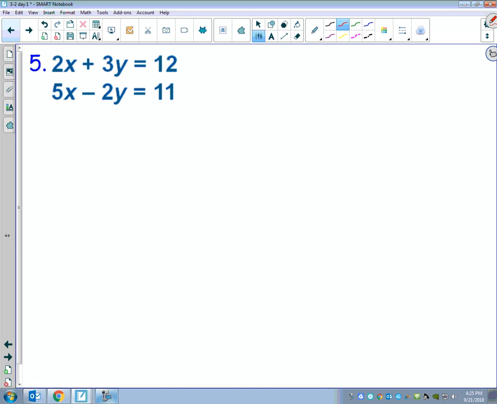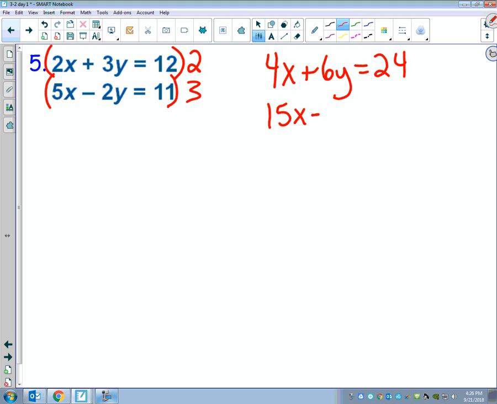So I'm just going to make a decision, and I'm going to make my y's the same number, which means I want to make these the same number. And the first number that 3 and 2 share in common is 6. So what could I multiply this top equation by that would make this a 6? That would be a 2. And what could I multiply the bottom equation by that would make this a 6? It would be a 3. And as long as we do it to everything, we haven't really changed the problem. So this becomes 4x plus 6y equals 24. The bottom equation becomes 15x minus 6y equals 33.